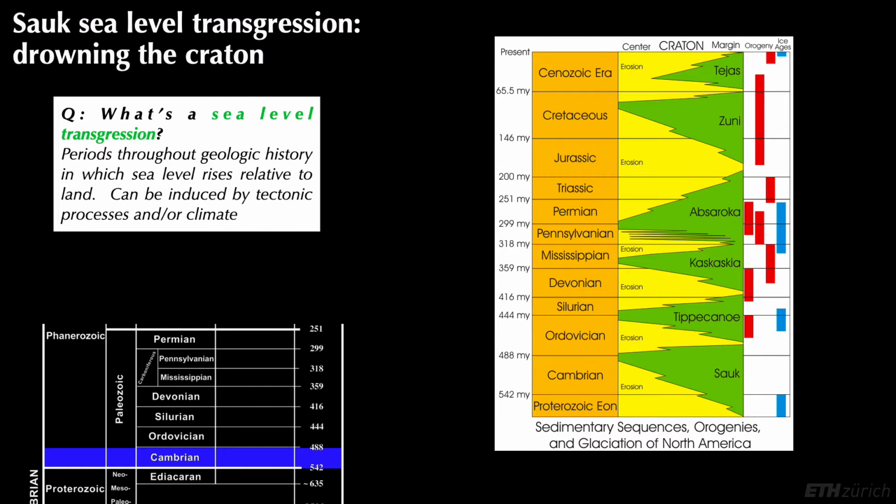And there have been many transgressions and regressions that affected North America, as shown on the diagram on the right. The yellow areas represent regressions where sea level drops, and therefore those are typically the times where erosion is expected and where unconformities should be forming. The green regions show sea level gradually rising, which are generally periods of substantial deposition.